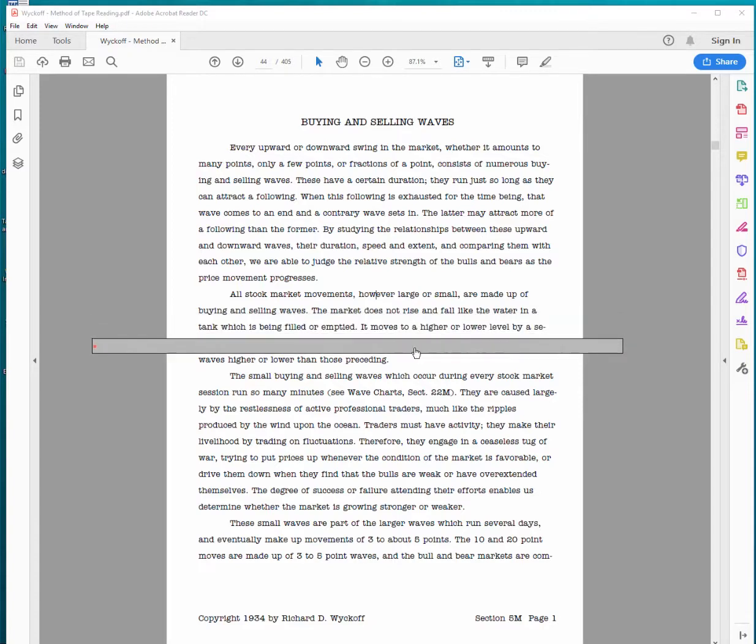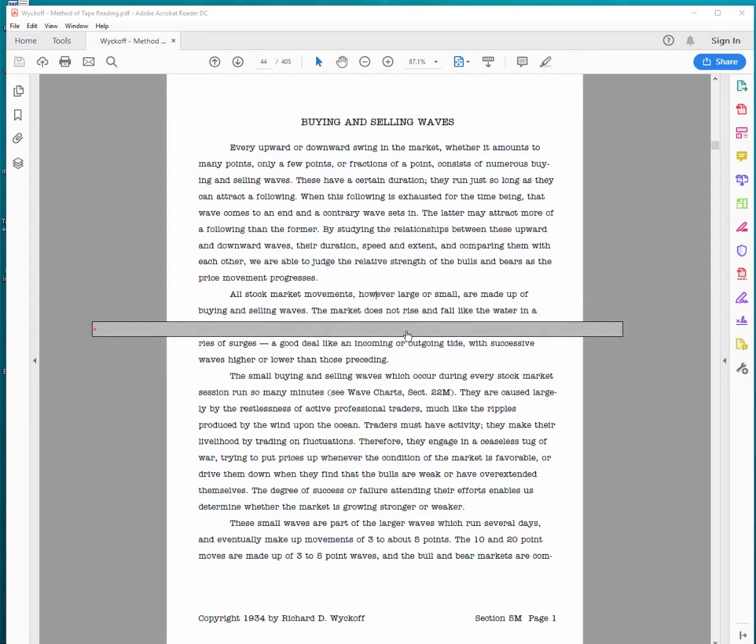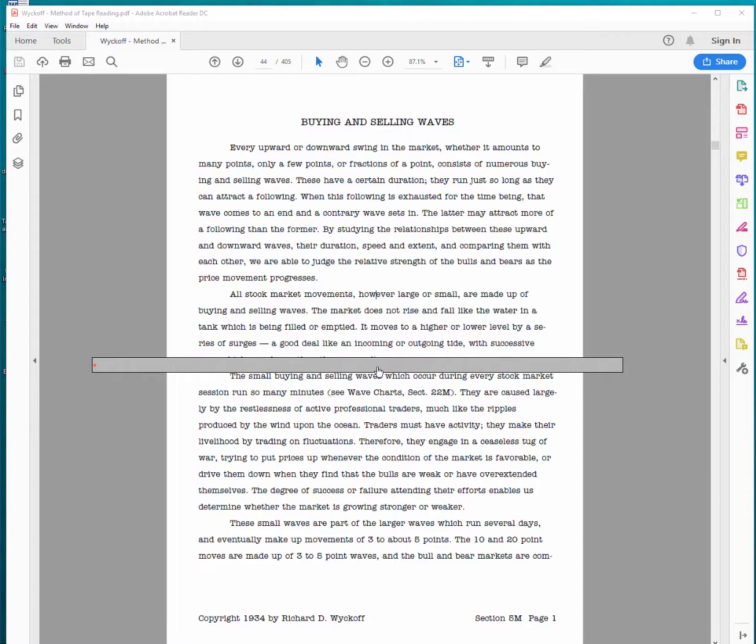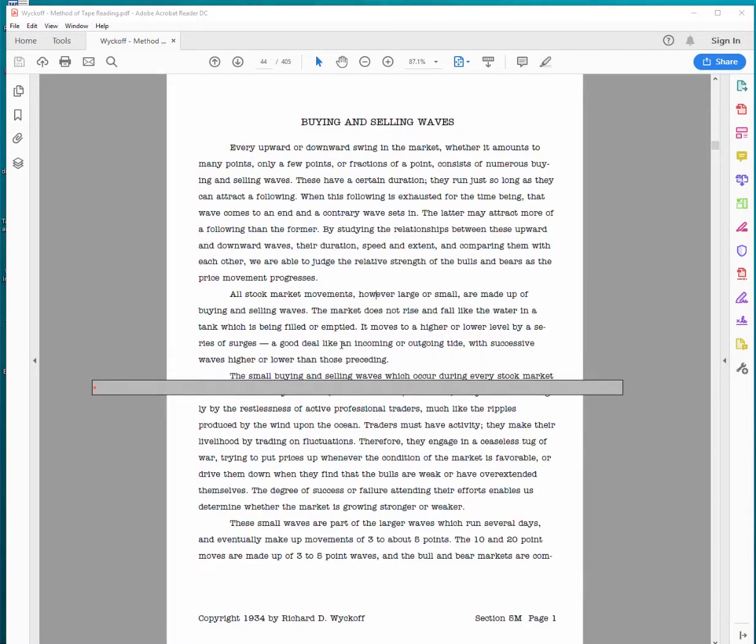All stock movements, however small or large, are made up of multiple buying and selling waves. Obviously, they're made up of many waves within waves, just like trends within trends. The market does not rise and fall like a waterfall, but it moves in waves, up and down, rally, reaction, like surges. He gives the example of a tide.